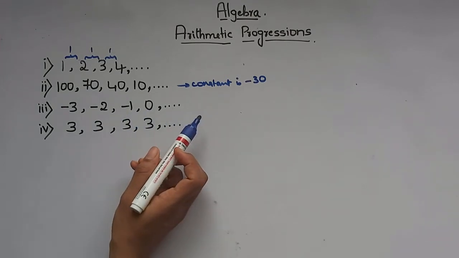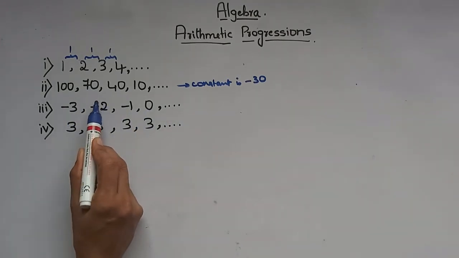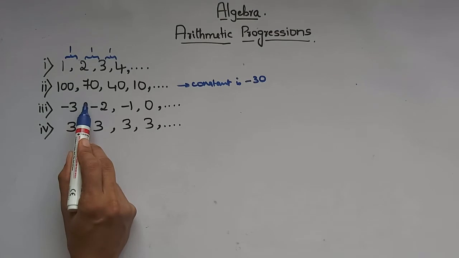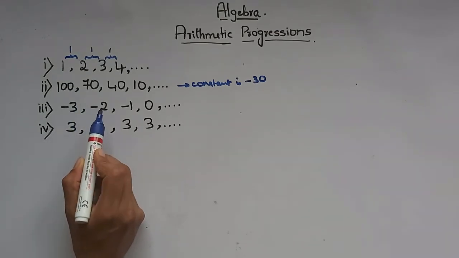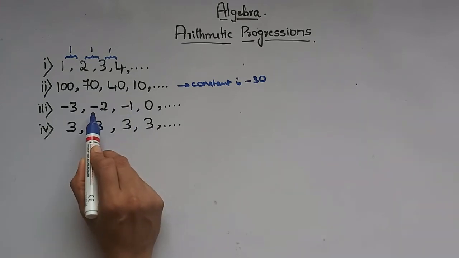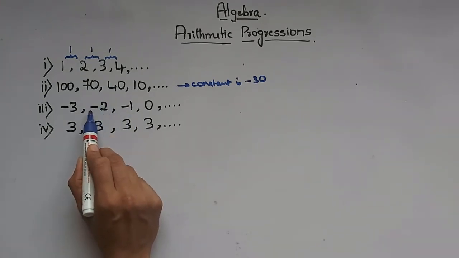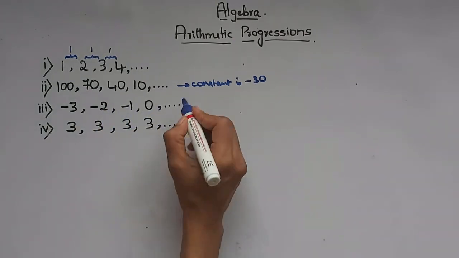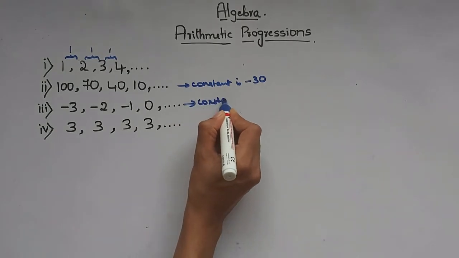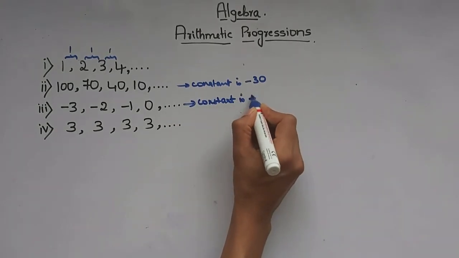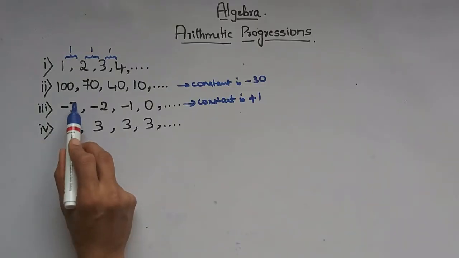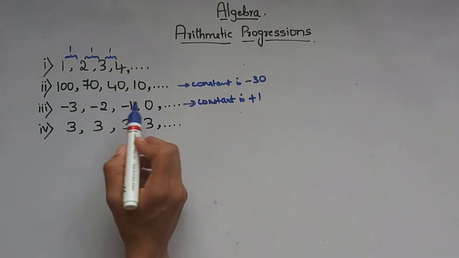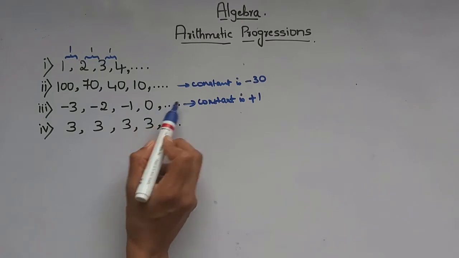So now if you see the third set of numbers, we have minus 3, minus 2, minus 1, 0 and so on. So now the minus 2 is obtained by adding plus 1 to the preceding term, that is minus 3 plus 1 will give you minus 2, right? Similarly, minus 1 is obtained by adding plus 1 to its preceding number, that is minus 2. So minus 2 plus 1 will give you minus 1 and so on. So therefore the constant here is plus 1, right? Similarly, minus 1 plus 1 is 0 and so on.